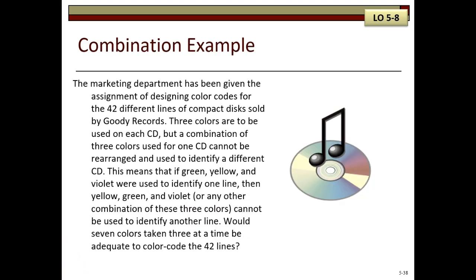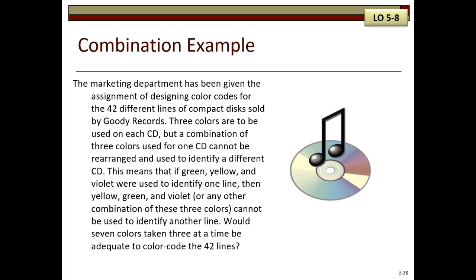So here's a combination problem. The marketing department has been given the assignment of designing color codes for 42 different lines of CDs sold by Goody Records. 3 colors are to be used on each CD, but a combination of 3 colors used for one CD can't be rearranged and used to identify a different CD. So this means if green, yellow, and violet are used to identify one line, then green, yellow, and violet, or any other combination of these 3 colors, can't be used to identify another line.